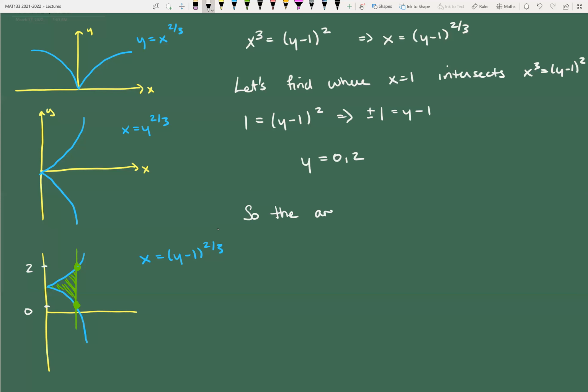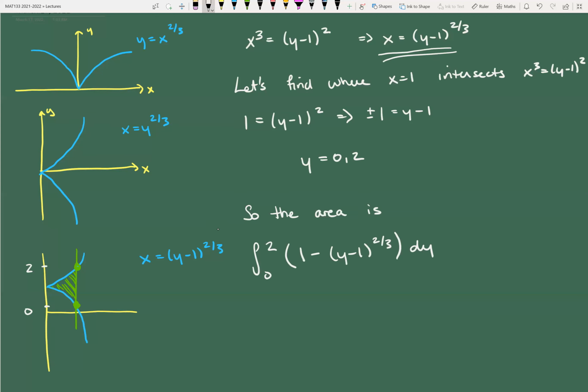So the area is the integral from 0 to 2 of the green function minus the blue function. Now I've solved for the blue function right here, so minus y minus 1 to the 2/3 dy, right? We can solve that, or you could do twice the integral from 0 to 1, or twice the integral from 1 to 2 if you really wanted to. All of those are totally good.